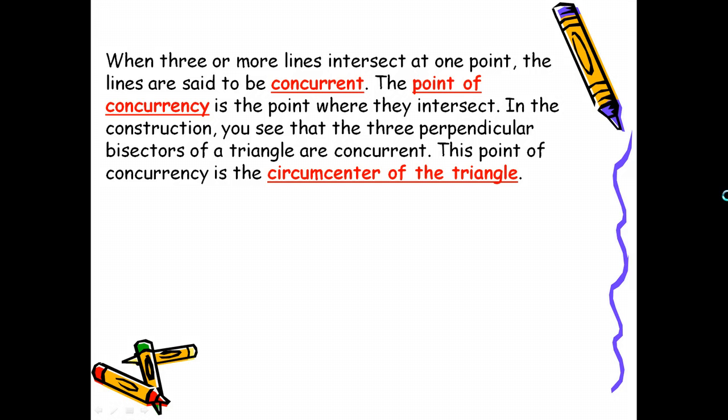When three or more lines intersect at one point, the lines are said to be concurrent. So any three lines that intersect at one point are concurrent lines. The point of concurrency is the point where they intersect. In a construction, you see that three perpendicular bisectors of a triangle are concurrent. They will intersect. The point of concurrency is the circumcenter of the triangle.